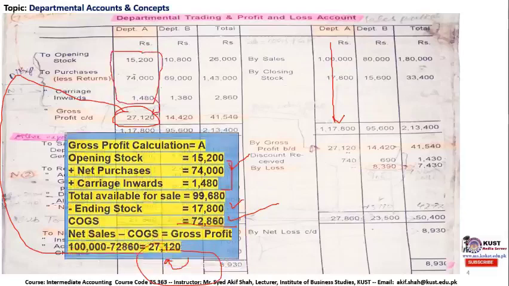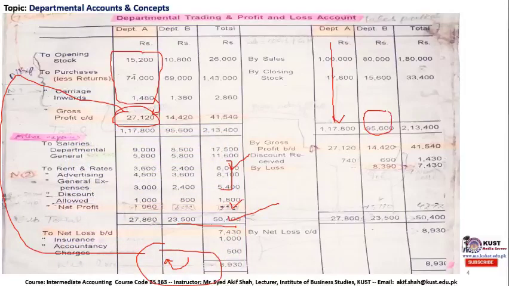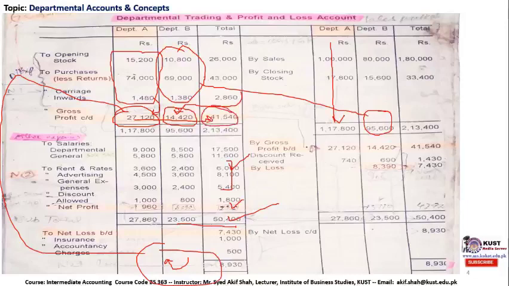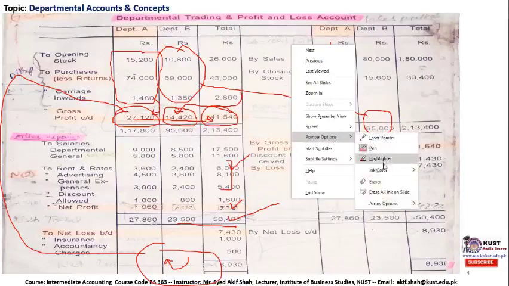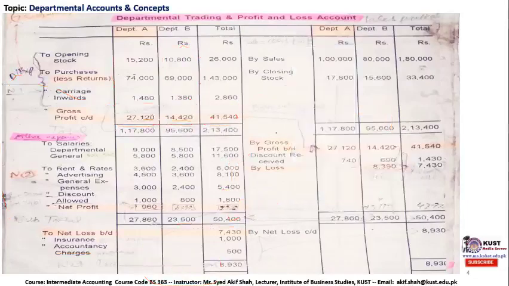A similar method was adopted for the second value of gross profit. Here the Department B total value for this column is 95,600. You can simply subtract these three values from this value and it will give you the relevant gross profit of 14,420. You can also add both these values and it will give you the final value for the third total column. And this is the way you can find out the gross profit for Department A, for Department B, and then the accumulated gross profit for both departments.